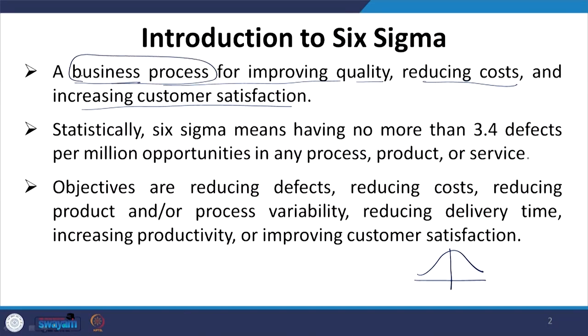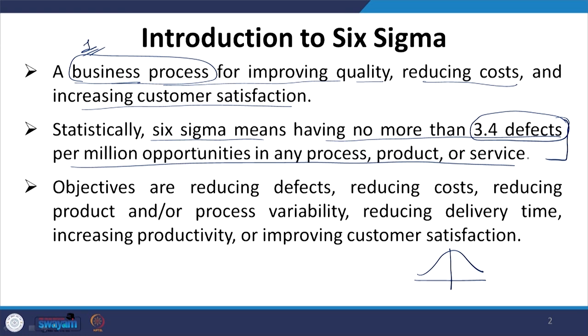So Six Sigma is a very important business process. The first important point is that it is a business process. The second important thing is, statistically, Six Sigma means having no more than 3.4 defects per million opportunities in any process, product or service. We will discuss this point in more detail in our coming slides, but you can remember this particular value: 3.4 defects per million, that is the level of reduction of defects. So you can say almost zero defects are available in the case of Six Sigma quality levels. That is an almost negligible number of defects in your production system.